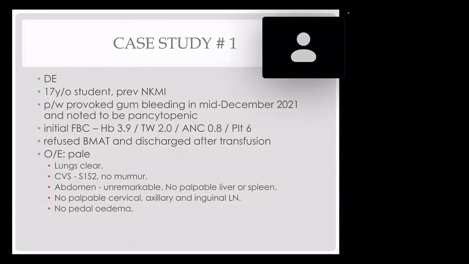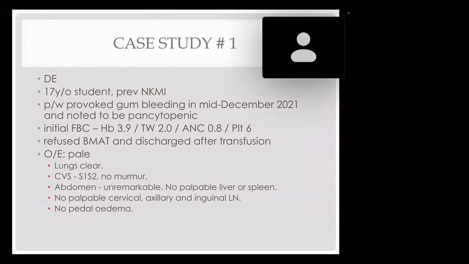So initially he presented in December last year with provoked gum bleeding, meaning after brushing teeth, he had some gum bleed. So he went to a GP and they found that the initial FBC showed he has pancytopenia. HB at that time was 3.9, total white was 2, platelet was 6, and ANC at the time was 0.8. On examination, he was very pale, but there were no remarkable findings. There's no palpable liver or spleen or any lymphadenopathies.